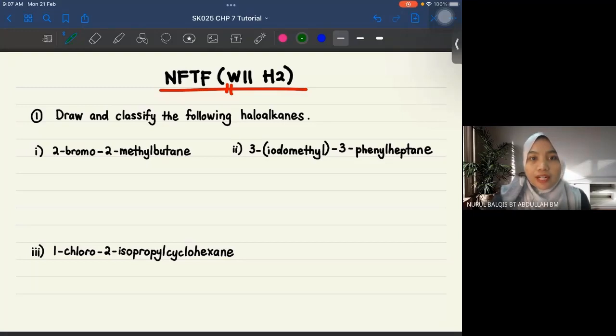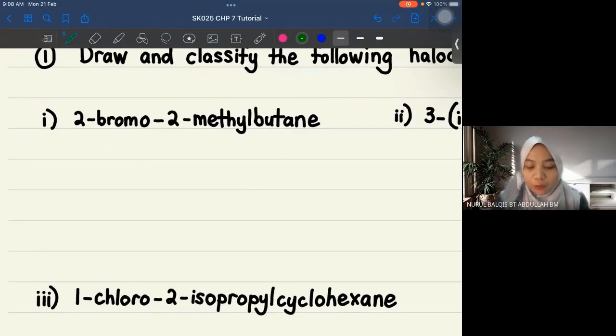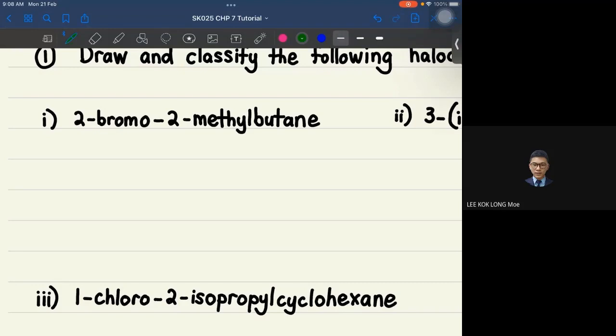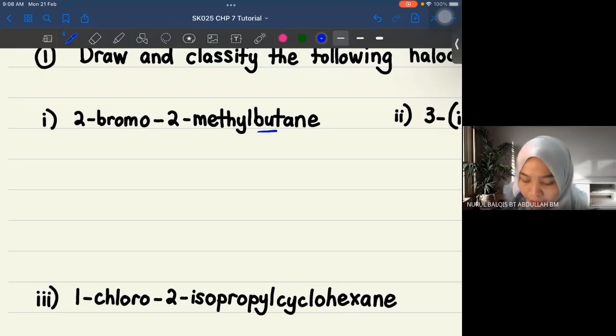Alright, so kita start. The first compound given is 2-bromo-2-methylbutane. So how are we going to start doing this structure? Macam mana kita nak start? By carbon. 4 carbons come from the butane here. This one belongs to 4 carbons.